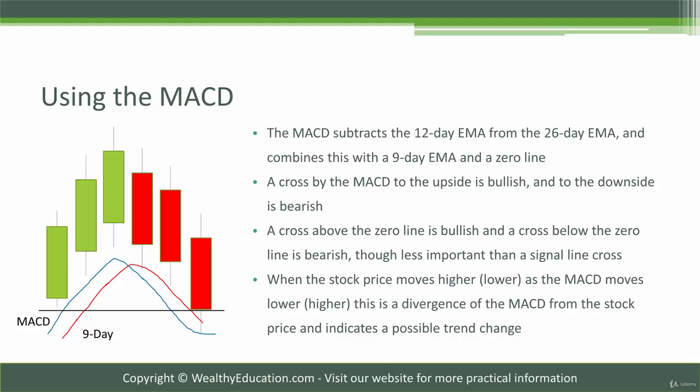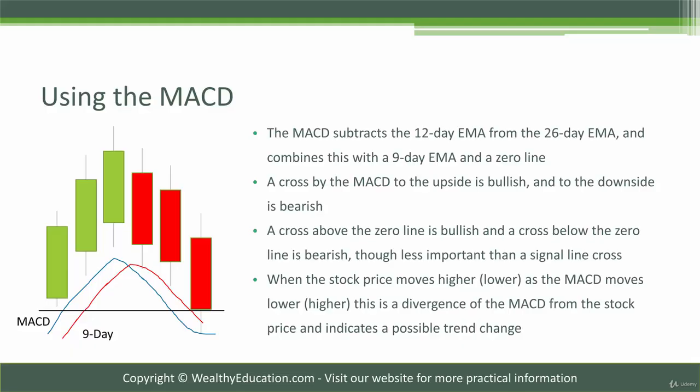When the stock price moves higher as the MACD moves lower, we have a divergence, and this is a negative divergence. When the stock price is moving lower and the MACD is moving higher, then we have a positive divergence. A negative divergence tells us that the stock may cease to move higher and either turn down or move into a consolidation pattern, and a positive divergence tells us that the stock may cease to move lower and move into a consolidation pattern or possibly move higher.